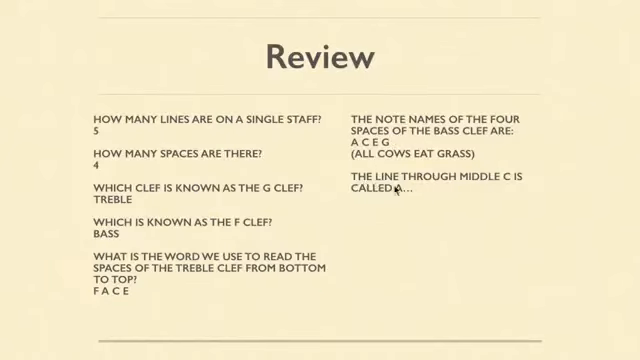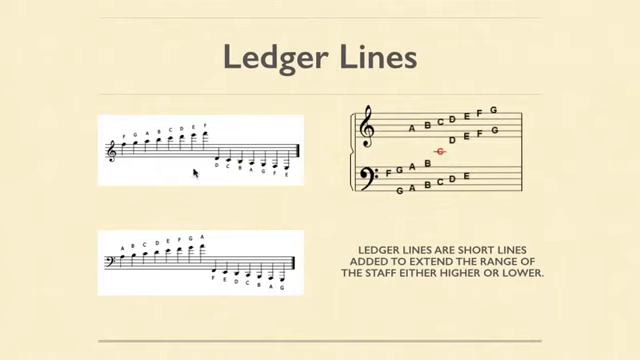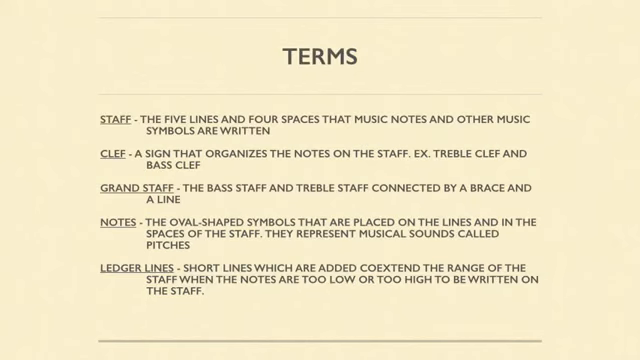The line through middle C is called a ledger line, right? These are all the short lines that help us identify what note is above or below whichever clef we are reading, whatever staff we're on.